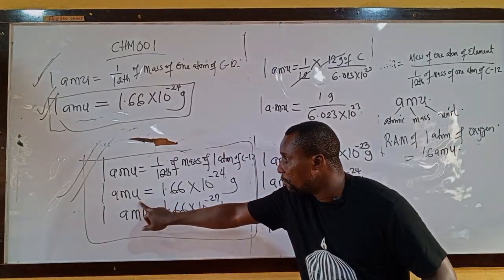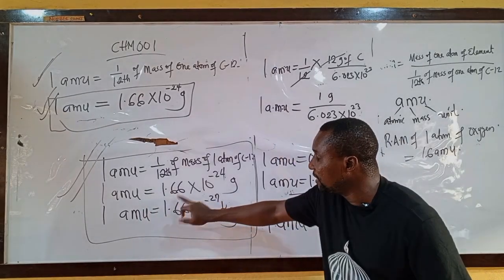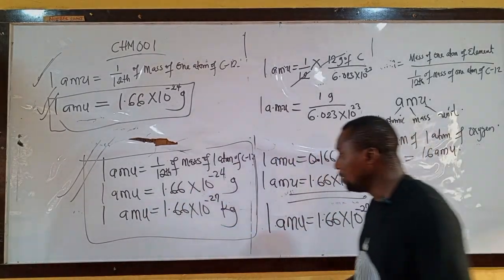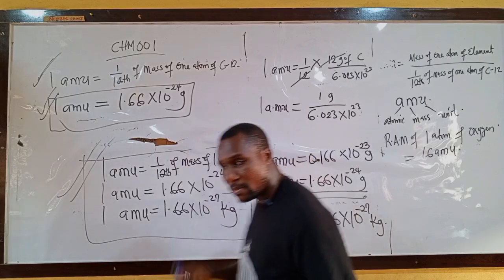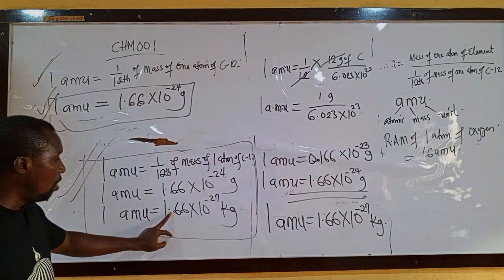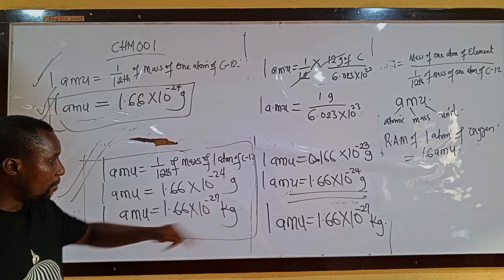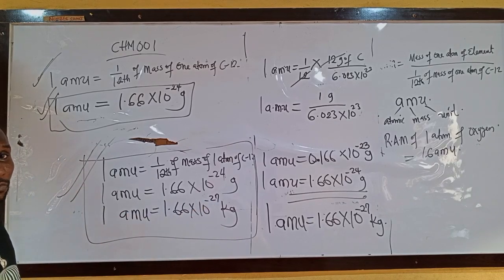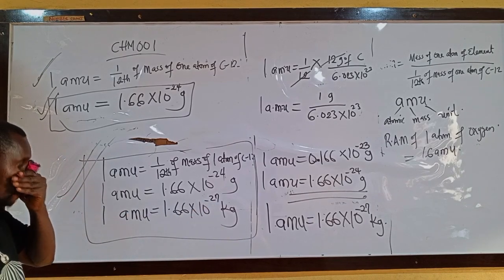One atomic mass unit is equal to 1.66 times 10 raised to the power minus 24 gram, or the same thing as 1.66 times 10 raised to the power minus 27 kilogram. Take note of that.